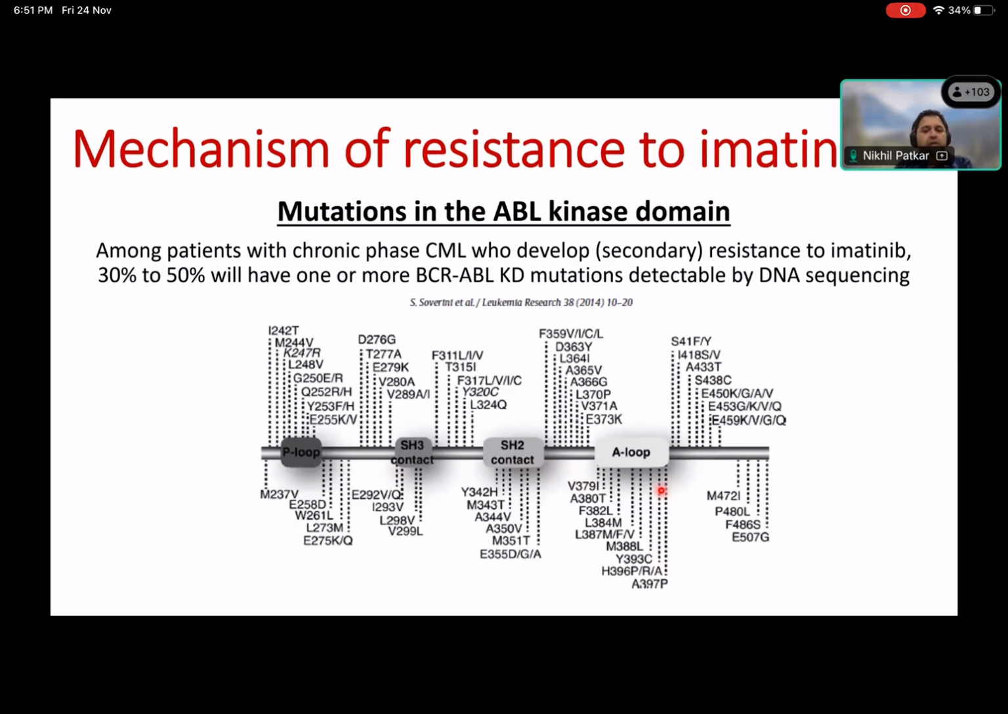So the cancer fights back by developing mutations at the site where the imatinib mesylate is supposed to act. Many of these mutations have been described, and they decide what type of therapy can be given. If you have mutations like T315I, no drug is going to act, especially ones such as imatinib, dasatinib, nilotinib. You can give special drugs such as bosutinib or take the patient up for bone marrow transplantation.